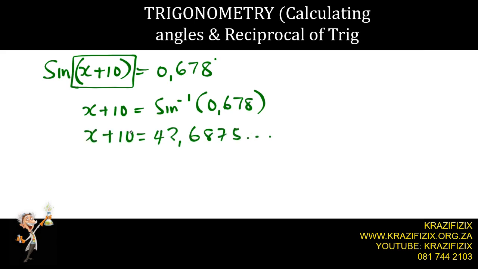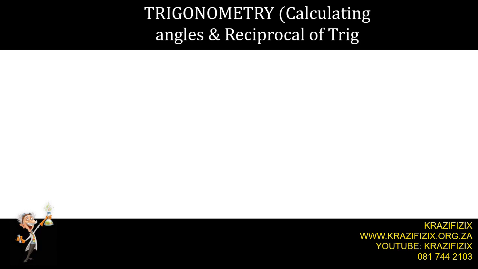But remember, it is x plus 10. What do we do algebraically? We move the 10 over, then it becomes a negative. So what do we have? Minus 10. That will give us 32,69 degrees. Alright, so that is how we work through. Let's work through a few more examples. Sine theta equals 1.